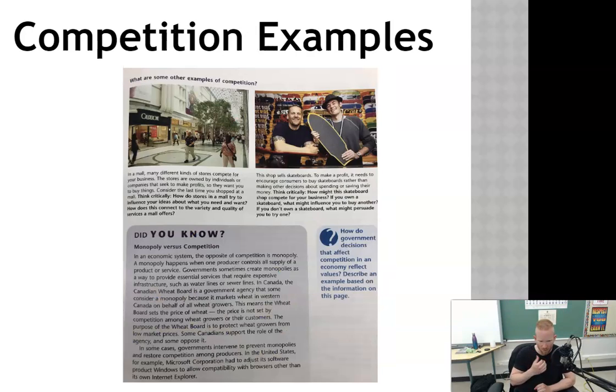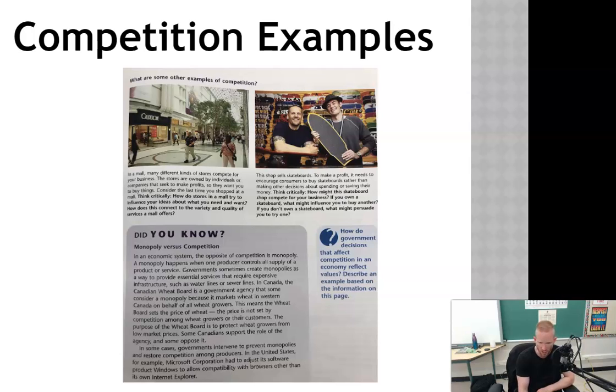So some other examples here. In a mall, many different kinds of stores compete for your business. The stores are owned by individuals or companies that seek to make profit, so they want you to buy things. Consider the last time you shopped at a mall. So just consider it. How do stores and malls try to influence your ideas about what you need and want? How does this connect to the variety and quality of services a mall offers?